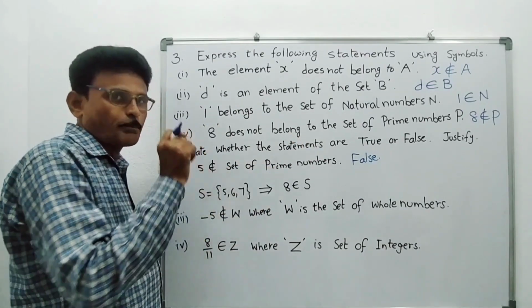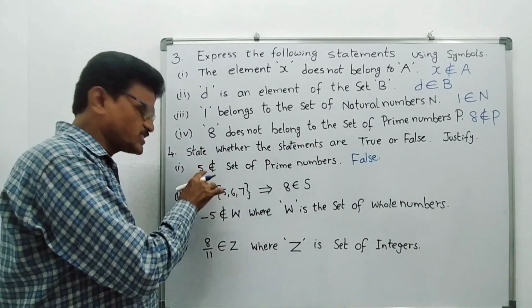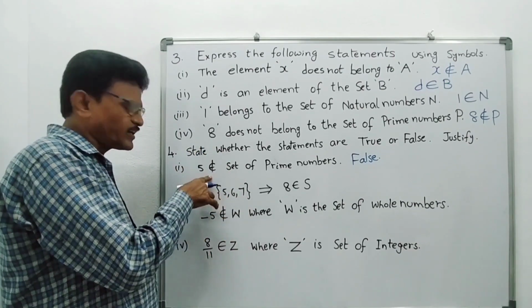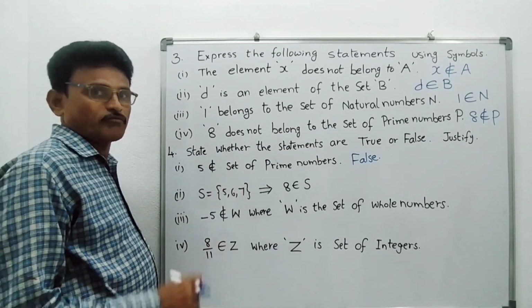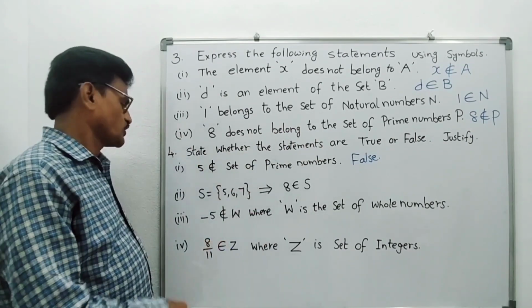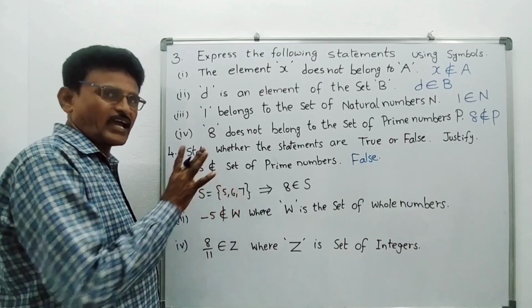Because 5 is a prime number. That is the reason. 5 is a prime number. He has written here does not belong to. 5 is not there, means that is false. 5 is there in the prime number list. Right? Now, 5, 6, 7 are the elements.